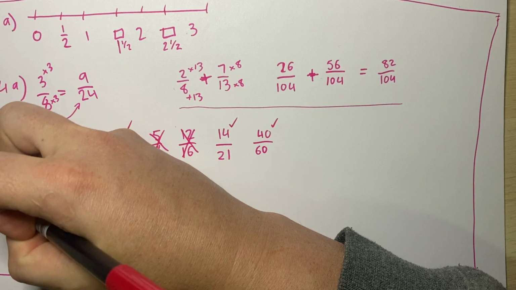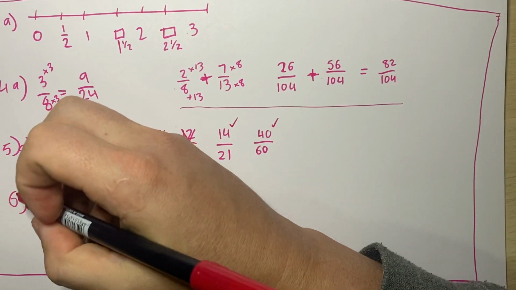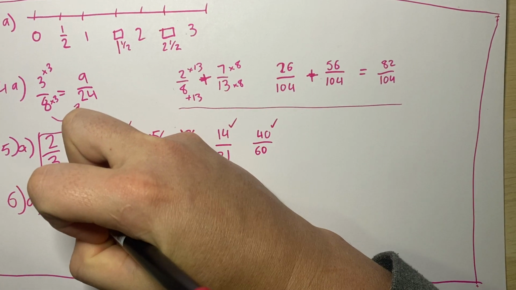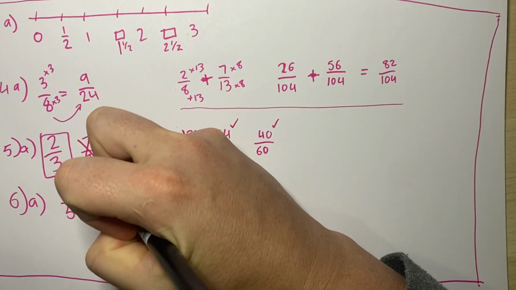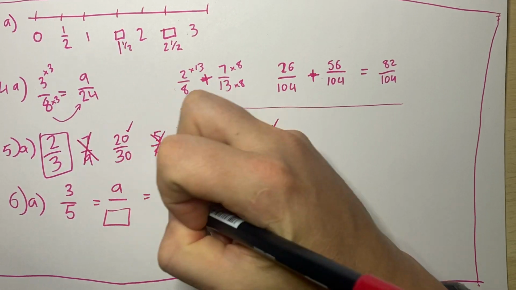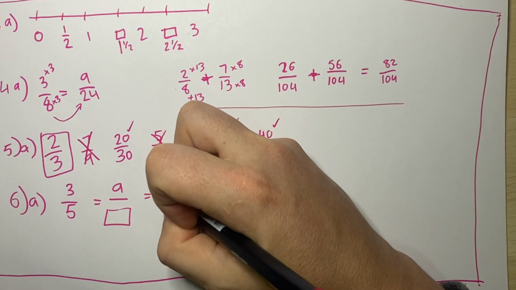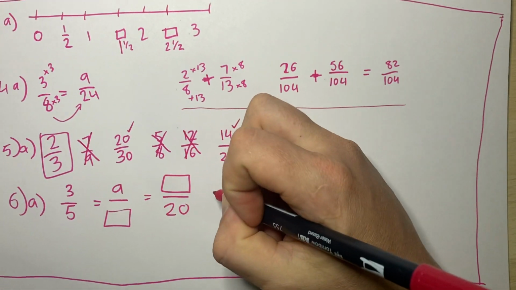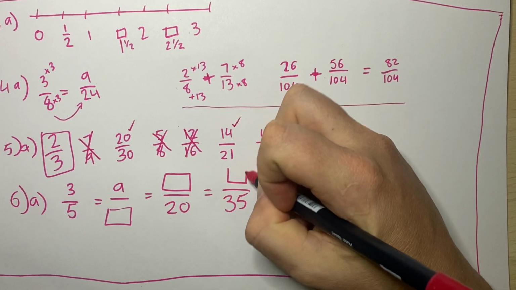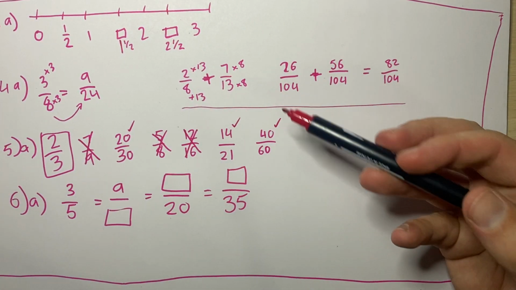Question 6 requires us to fill in the gaps. So you're presented with 3 over 5 equals 9 over something, which equals something over 20, which equals something over 35. So we essentially do the same skill as above.